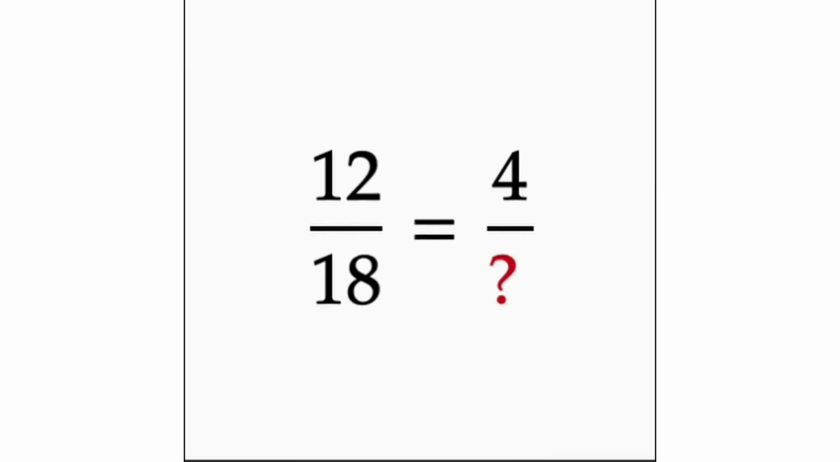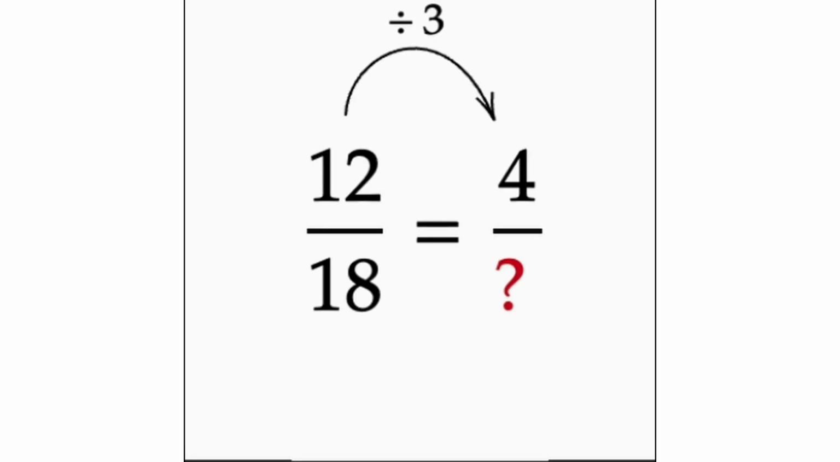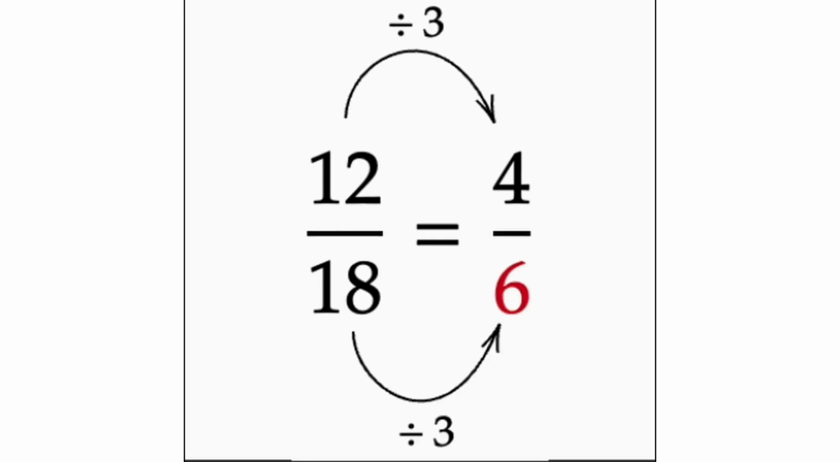And let's do some division now. 12 over 18 is equal to 4 over what? 12 divided by 3 is equal to 4. So you need to divide the denominator by 3 too. 18 divided by 3 is equal to 6. So 12 over 18 is equal to 4 over 6. Easy, right? When you work with fractions, you often want them in their simplest form.